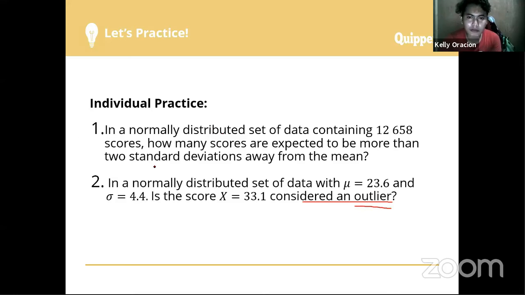More than 2 standard deviations. Okay. So please answer this one. Number 1, more than 2, that's 95.40%. Take note, the more than 2 is 95.4%. So can you solve?